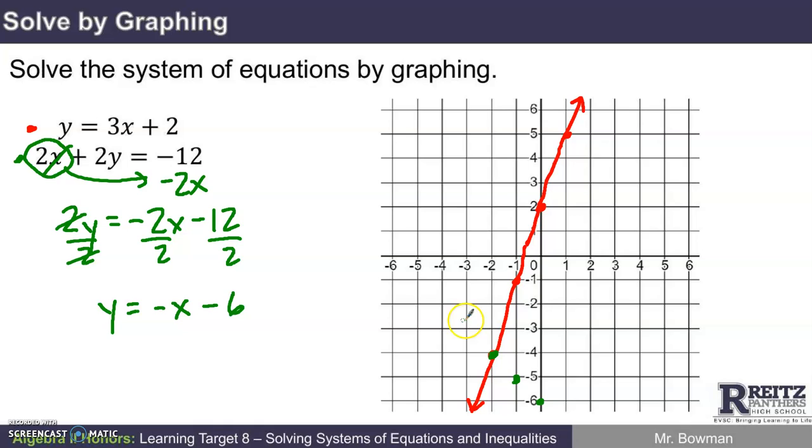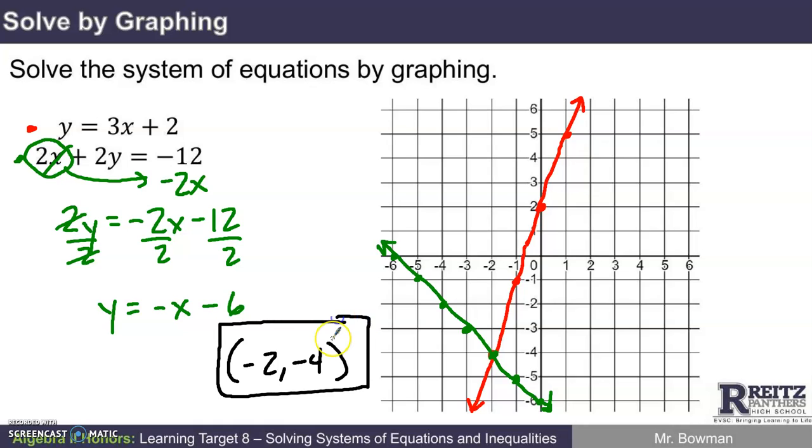Okay, that point looks important. Even if you identify what the solution is going to be, go ahead and make that second line. So there's our second line. What's the solution of this system? Looks to me like negative 2, negative 4. And I'll let you confirm that that is indeed the solution.